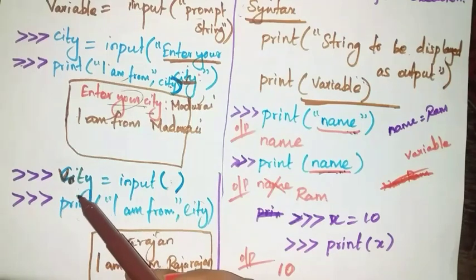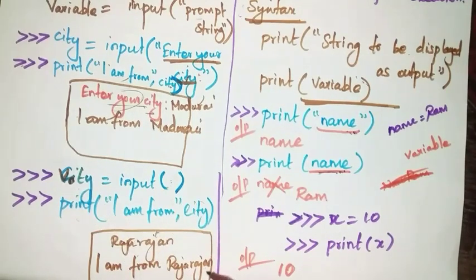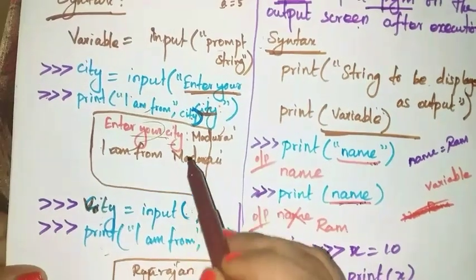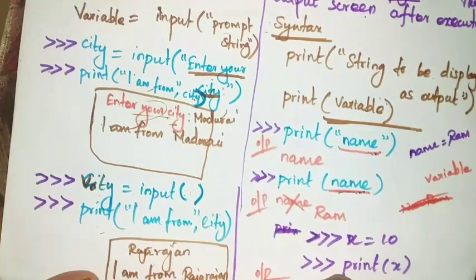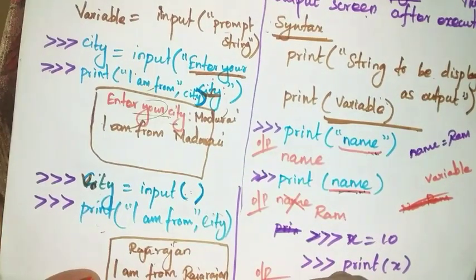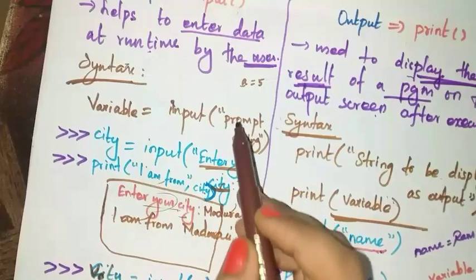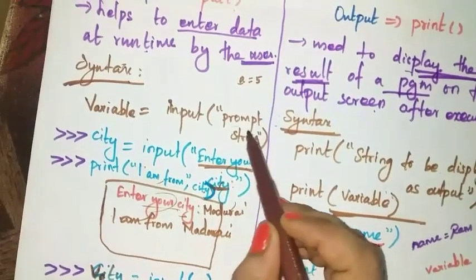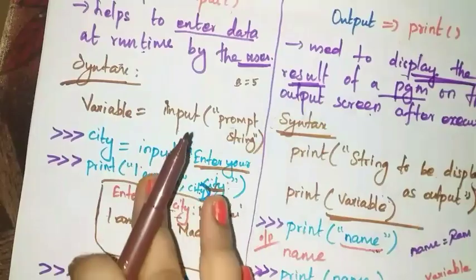See here, the city is a place name, but Rajarajan is a person name. For the variable city, you have entered your name. So this is unmatched data for this variable city. When you print this statement, you will get the output I am from Rajarajan. This is unexpected output. So if you are not giving a prompt string in the input function, you will get unexpected results like this. So you must give the prompt string in the input function. So this is about the input function.